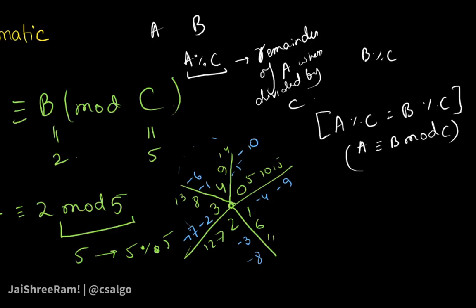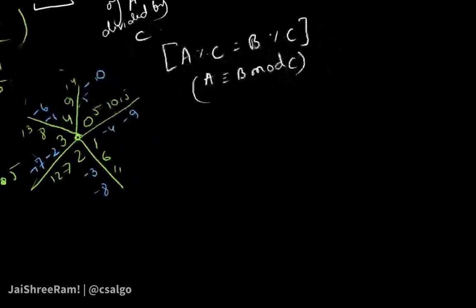Now let's look at some other definitions. It's just an alternative way of saying the same thing. Okay. So now let's say we have this notation, right? That means A and B are rendering the same remainder when you divide by C. So this is also the same as A mod C is equal to B mod C.